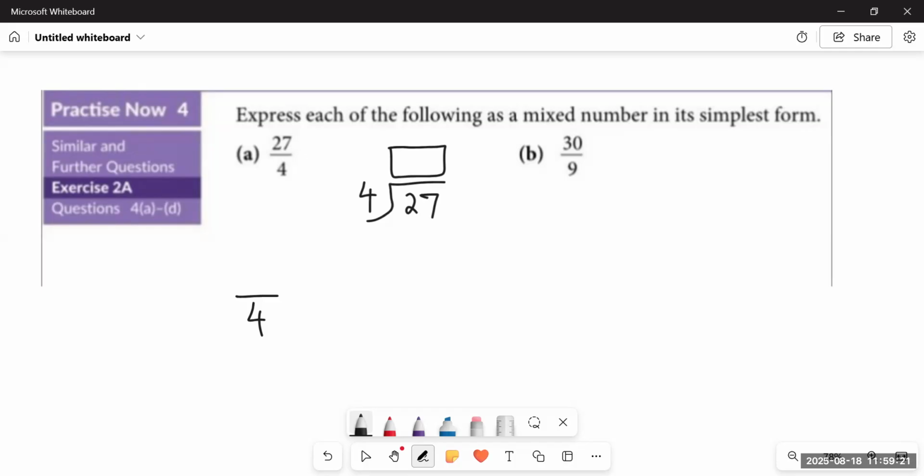So we will recite the table of 4. 4 6s are 24. So here comes 6. And when I subtract it from 27, the remainder is 3. So starting from 6, we make a whole, and it becomes 6 whole 3 by 4. You see? Similarly, 30 by 9.